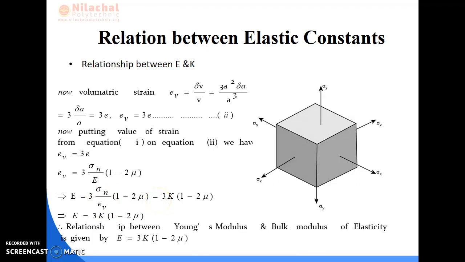In the earlier video classes, we know that bulk modulus is the ratio of normal stress by volumetric strain. So that is sigma n by EV is equal to K. Now E is equal to 3K into 1 minus 2 mu. So here we conclude that E is equal to 3K 1 minus 2 mu. That is, the relationship between Young's modulus and bulk modulus of elasticity of material is given as E is equal to 3K 1 minus 2 mu.